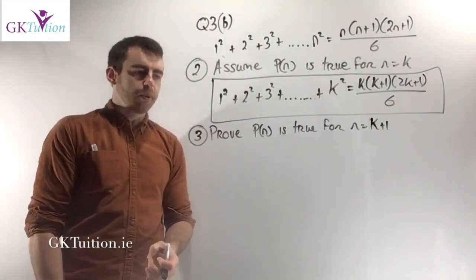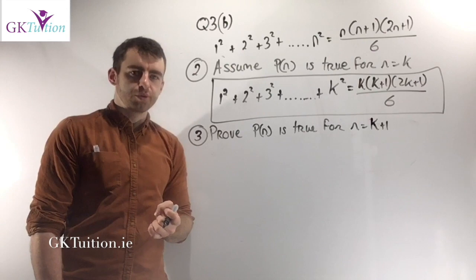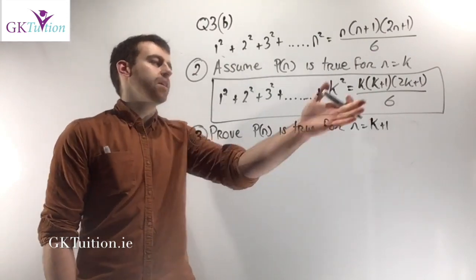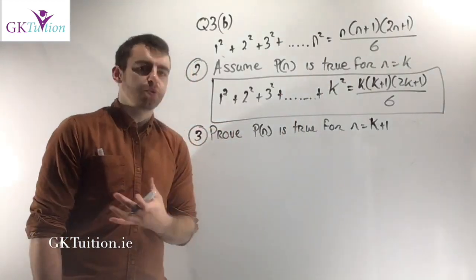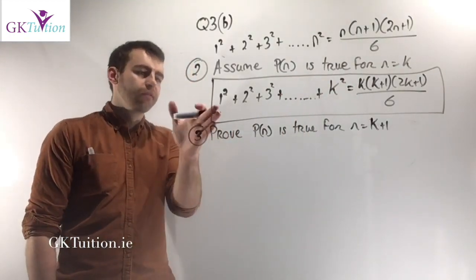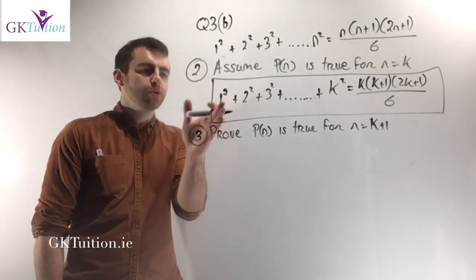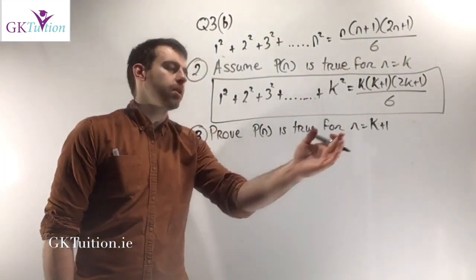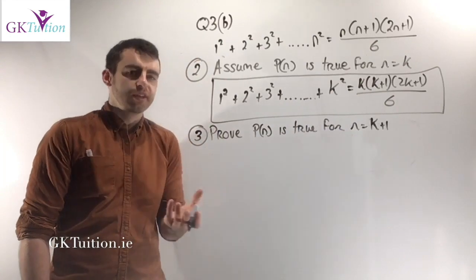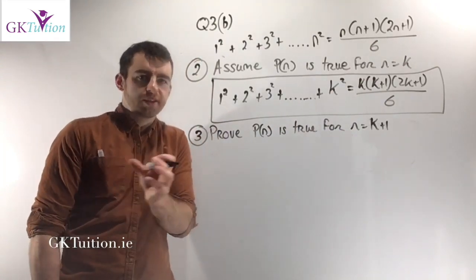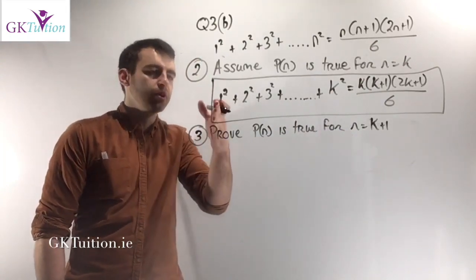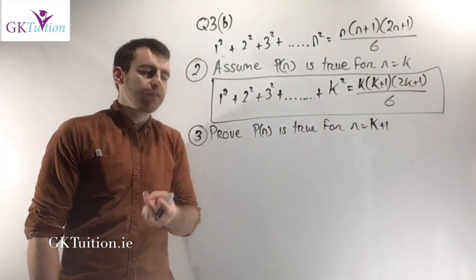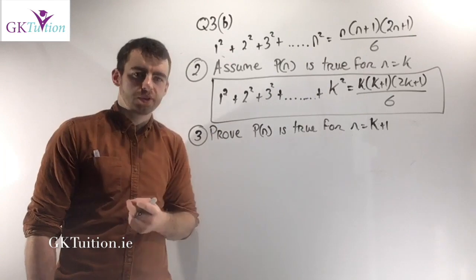The third step, I need to prove that P of n is true for n equals k plus 1. Okay, now I want you to think about this. Let's pretend that k was 20. If k was 20, then what I've actually written on the left-hand side is 1 squared plus 2 squared plus 3 squared, the whole way up to 20 squared. Now I'm subbing in k plus 1, which in this case means now I have 21 rather than 20. So I'm going to rewrite exactly what I had here, which is one more term. Instead of having 20 terms, I'll now have 21 terms.